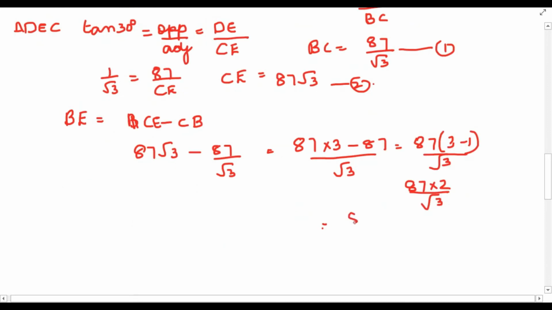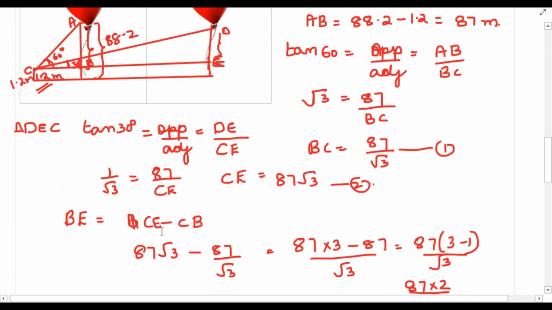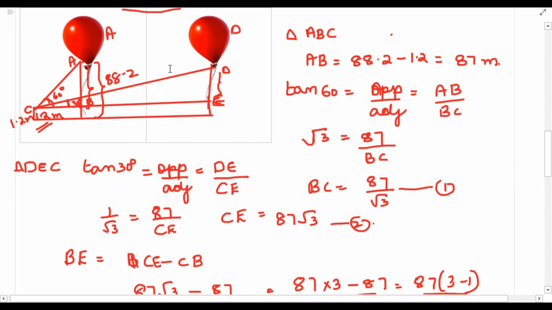Again we can rationalize this. 87 into 2 divided by root 3 into root 3 equal to 87 by 3 into 2 into root 3. You can cancel this. When you cancel, you have 29. So 29 into 2 is 58 root 3 meters. So the distance travelled by the balloon from A to D is 58 root 3 meter.